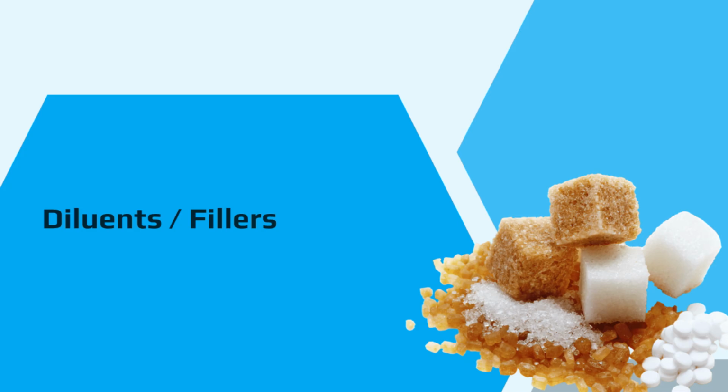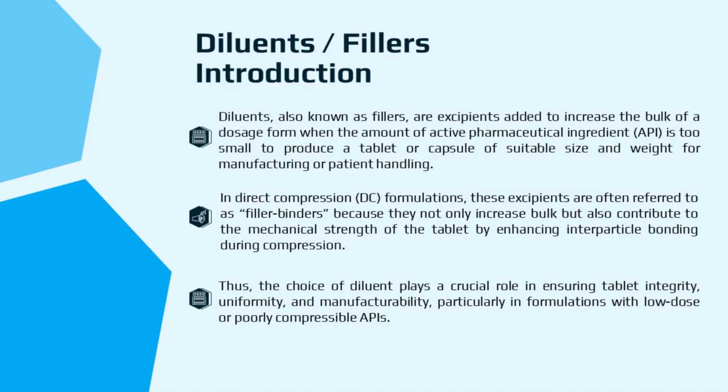Let's now examine how diluents influence the manufacturability of oral solid dosage forms. Diluents, or fillers, are among the most essential excipients in tablet formulation. They are primarily incorporated to increase the bulk of a dosage form when the amount of active ingredient is too small to produce a tablet or capsule of practical size for manufacturing or handling, but their importance extends beyond volume adjustment. In direct compression formulations, diluents are often termed filler binders because they not only add bulk but also enhance the mechanical strength of tablets through improved interparticle bonding during compression.